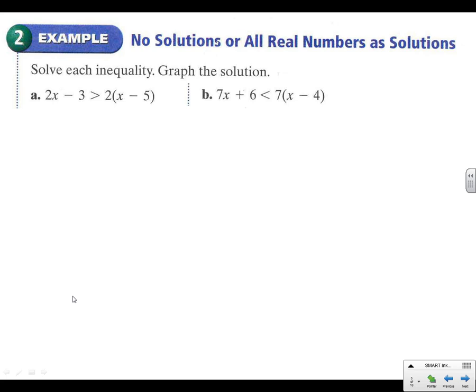All right, example 2. Sometimes you're going to do everything right, but there's either going to be no solutions or all solutions, meaning it doesn't matter which number you pick, that's going to work for an answer. So let's look at 2 examples here.